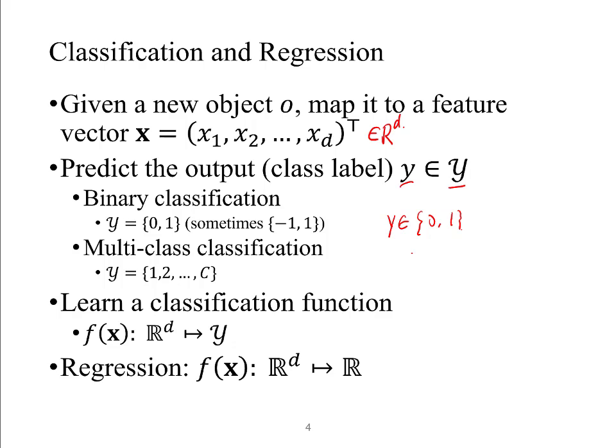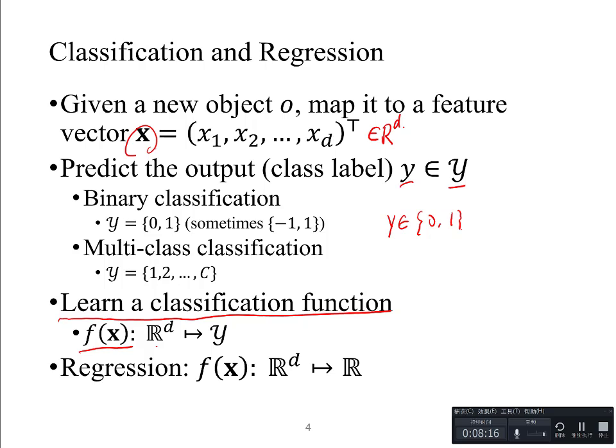So in order to do this prediction, essentially classification is all about learning a classification function, right? So the function f(x) would take x, which is the feature vector x, as the input, right? And it will output a y, which is in this big Y. So this function is to map a vector in Euclidean space to a label within the label space or the label set.